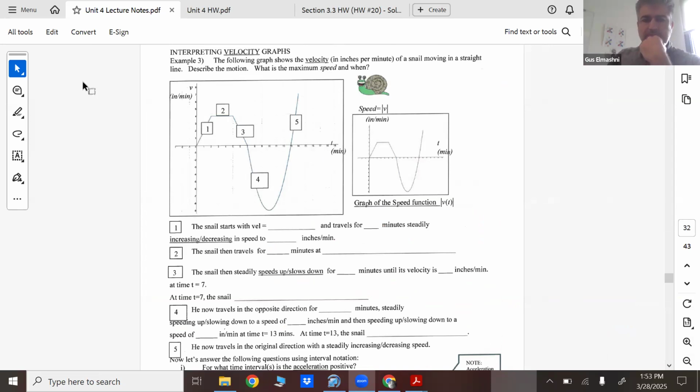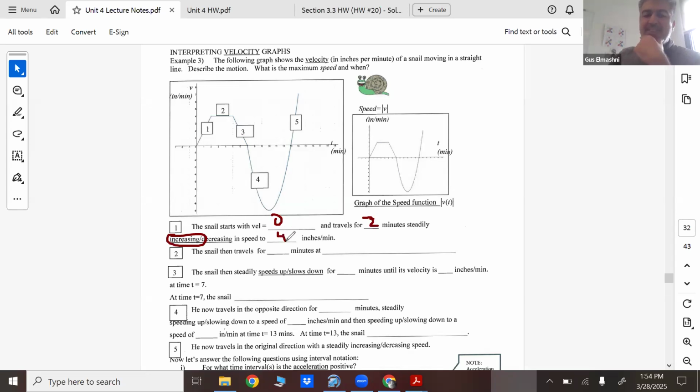It starts at what velocity? 0. Good. And we're doing inches per minute. Don't worry about the units because I don't have space to write them in. And it travels for how many minutes? 2 minutes. It's steadily increasing, right? And speeds up to what? So it's going fast, 4 inches per minute. All right, 4.